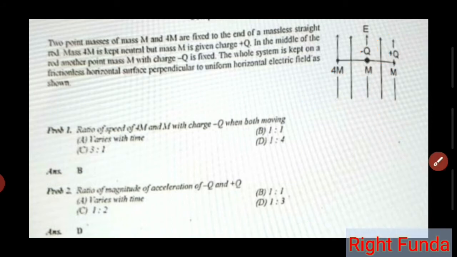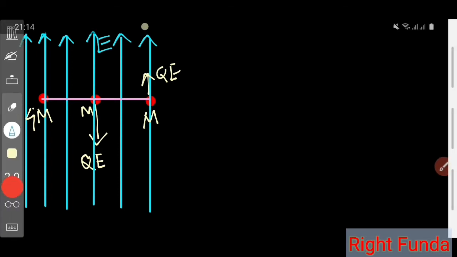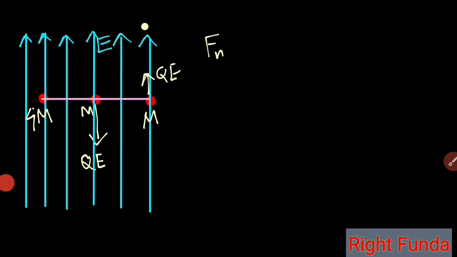We have drawn the free body diagram of the two charged particles. One is uncharged, so no force will be acting, and these two have equal and opposite forces, so net force will be equal to 0. F net is equal to 0, which means the acceleration of the center of mass will be equal to 0.